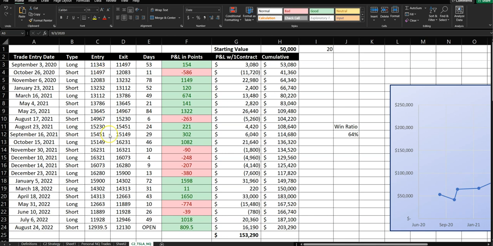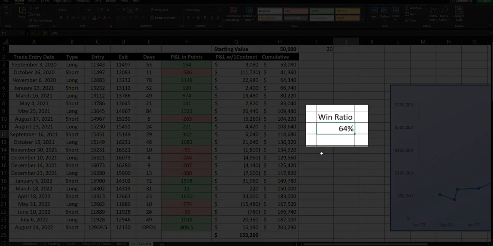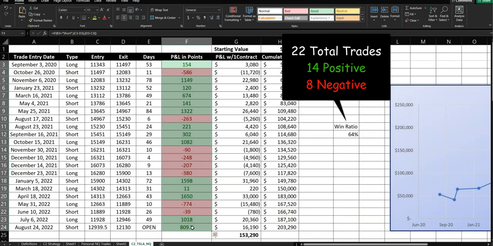There was no time when you're in cash, you're always in a trade, basically one or the other. Okay, so that's one of the attributes of this strategy. So I backtested this, and just some quick highlights, right? Win ratio 64%, which means out of 22 total trades, 8 were negative and the remaining were positive.